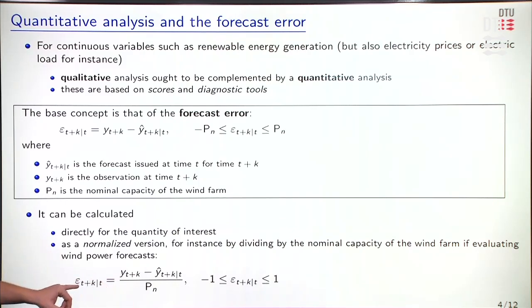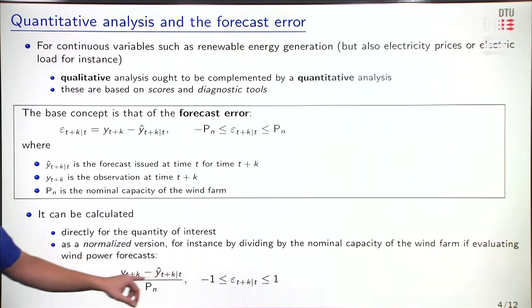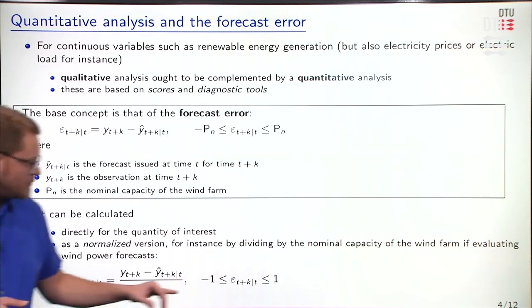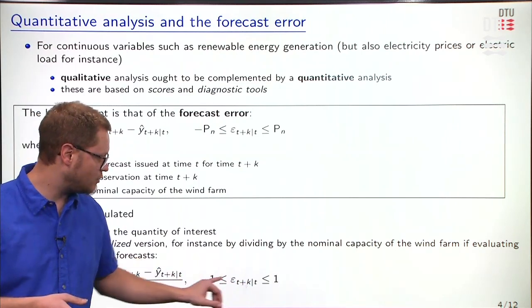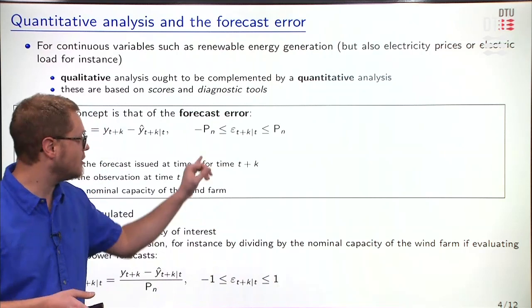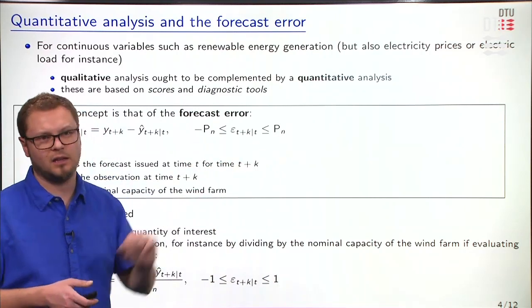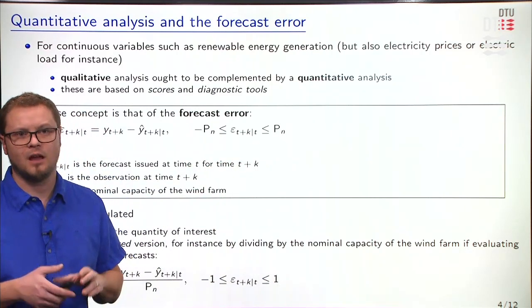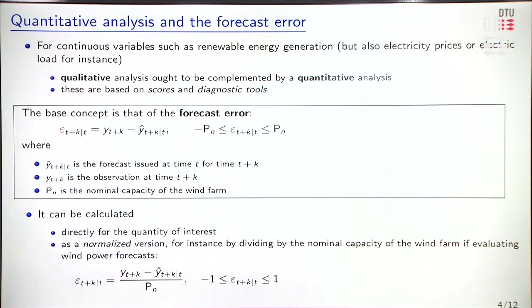So the error for time t plus k given t is the error as we calculated before, so the difference between measurement and forecast divided by the nominal capacity. In that case, obviously, the error would be between -1 and 1 instead of minus nominal capacity and nominal capacity. Note that there are other ways to normalize forecast errors, but this would be the most standard and handy one.